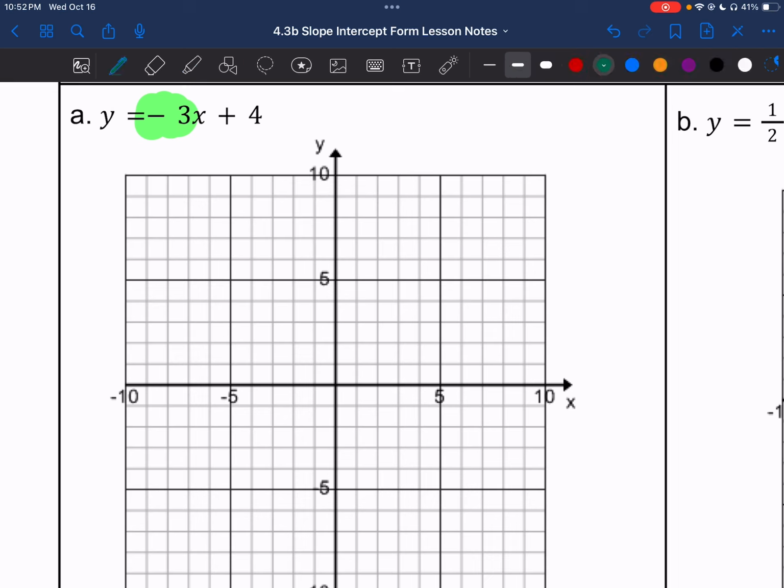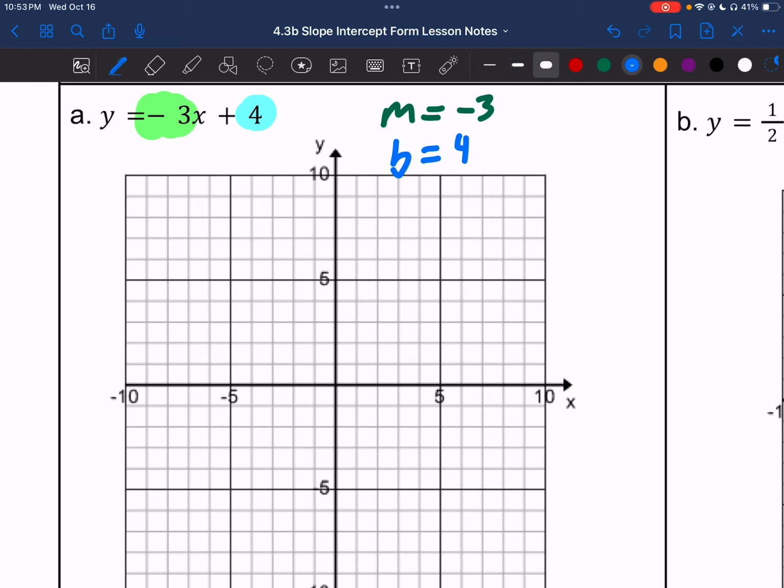Now, your slope is always going to be what is attached to your variable. Now, I just want to point out and remind you that the sign in front of a number is attached to that number. So this is a negative 3 for the slope. And my y-intercept is in the equation right here. And so my y-intercept is going to be 4.